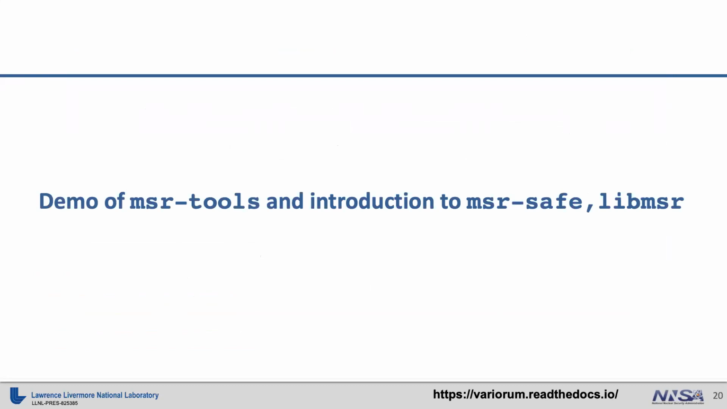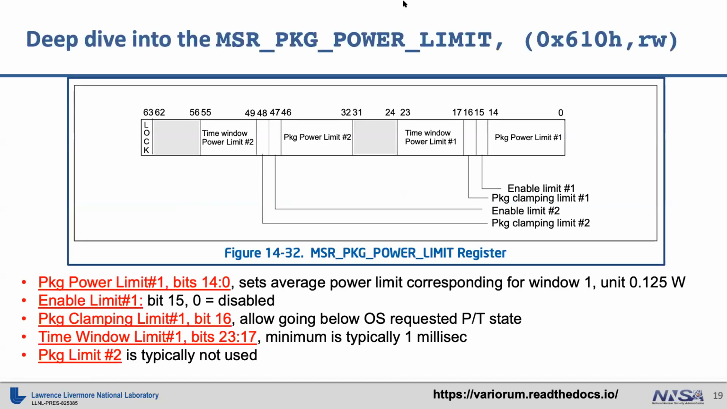I am going to skip this demo in the interest of time, but we can play it at the very end if we have extra time left. It basically shows tools like read MSR and write MSR, which are from the Linux kernel development community, and they can be used to program these particular MSRs by specifying the address and the actual hexadecimal values for these particular fields.